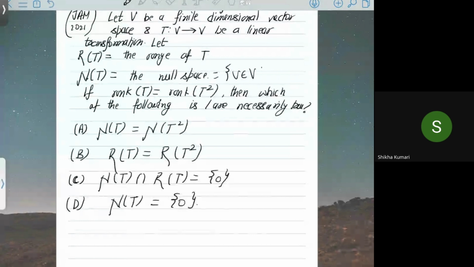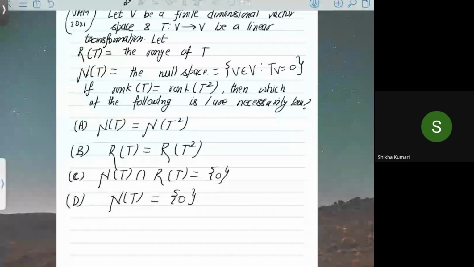Okay. And we are given that rank, rank means the dimension of the range space. Range space ka dimension is called the rank. So we are given that rank of T is equal to rank of T square. Then we are asked which of the following is or are necessarily true. Okay, fine. So for this, I need to know the statement of rank nullity theorem.